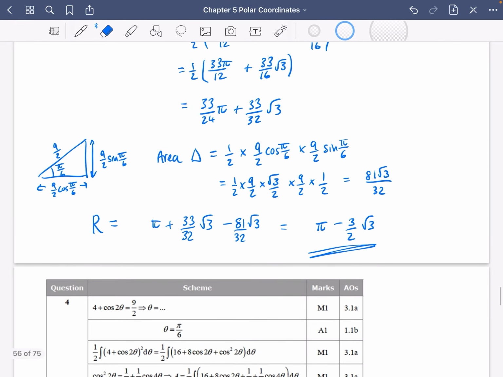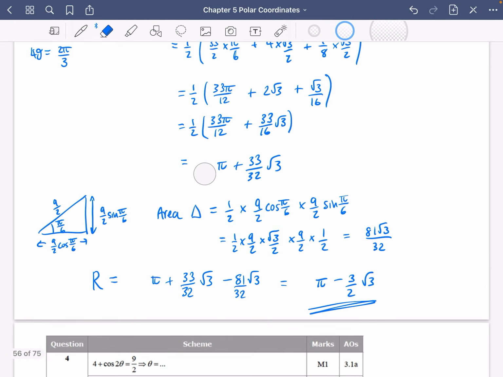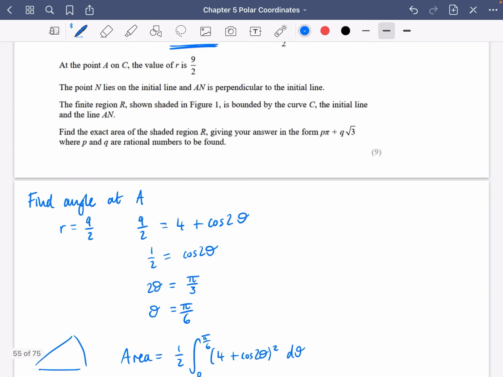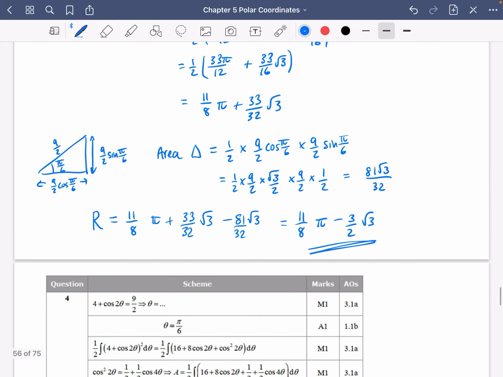I wonder why I didn't simplify that. Didn't spot that it could all be simplified to 11 over 8. I don't know if I'd lose a mark for that. I'd hope not, unless it said simplified fraction. No, it just said rational numbers. I probably wouldn't lose the mark.